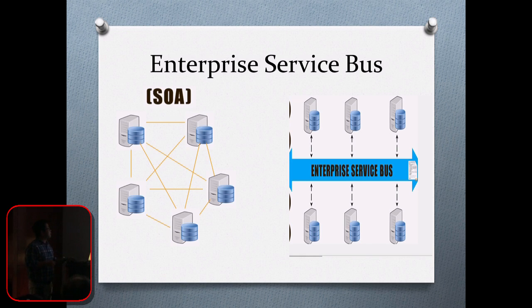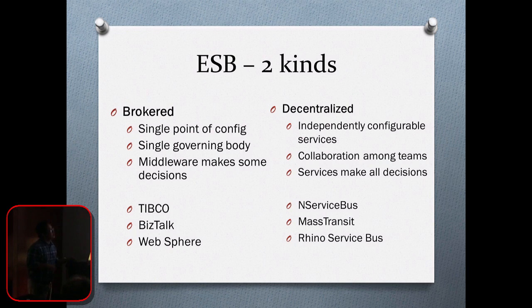On the next slide, we have some features. There are two kinds of ESB, broker and decentralized. For the broker kind, we have some big players in the market like TIBCO, BizTalk, and WebSphere. Similarly, on the other side, we have NServiceBus and MassTransit. Depending on the needs and nature of your application, you can pick either one of them.